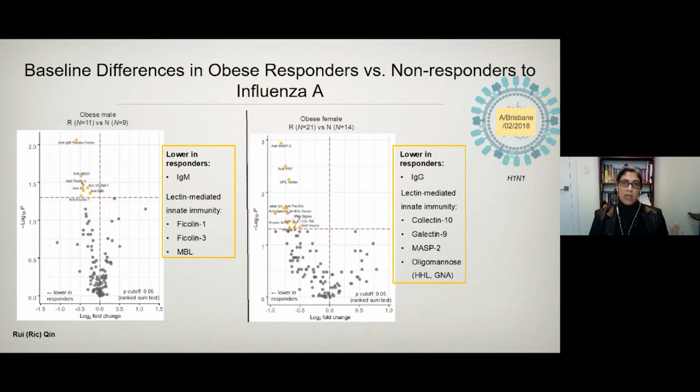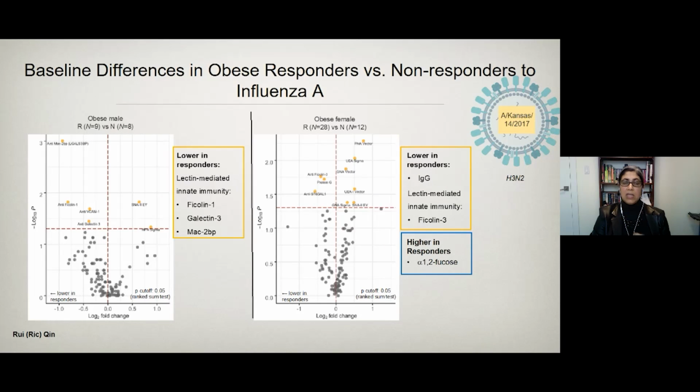in obese male and obese female a very similar response, where we see lower levels of proteins that are correlated with immunity. So people who are responding have lower levels of proteins that indicate lectin-mediated innate immunity, so mannan-binding lectin, the ficolins, the collectins, MASP2, and they also have lower levels of IgM and IgG. It's a little gender dependent in terms of exactly what we see, but it's a very similar class of molecules that are lower in responders versus non-responders. Next slide, please.